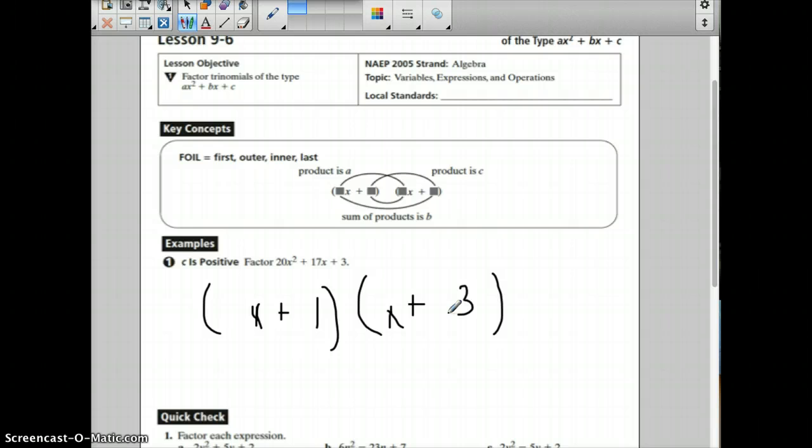And the more you practice these, again, the better you're going to become at picking out that 1 and 20 is going to be my last one to check, or 2 and 10 is going to be my last one to check, and you get better at them. 4 and 5.